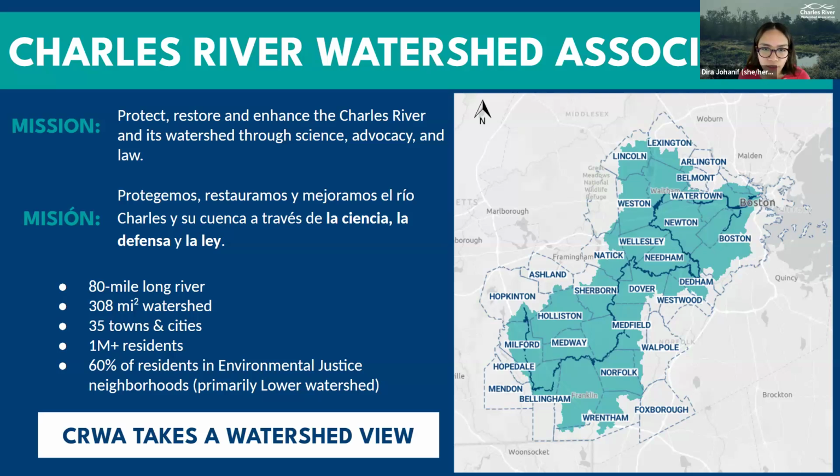On the right-hand side of the slide, you can see the map of the watershed in teal and the river in blue, as well as some of the 35 towns and cities part of the watershed. And with all of our work, but especially with flooding, we take a watershed scale view because we know that what happens upstream doesn't stay upstream, and you'll hear a lot more about that tonight.